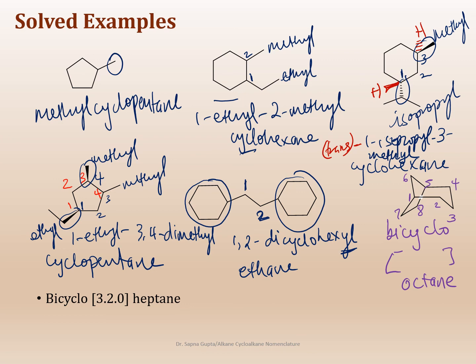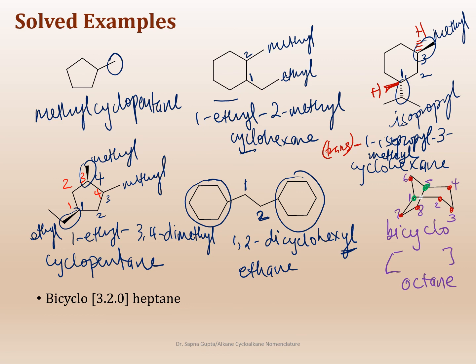Then what I have to do is identify my bridging carbons. My bridgehead carbons are 1 and 5. My bridging carbons: 1, 2, 3, so I have 3, and then I have 7 and 8, so that's 2, and then 1.